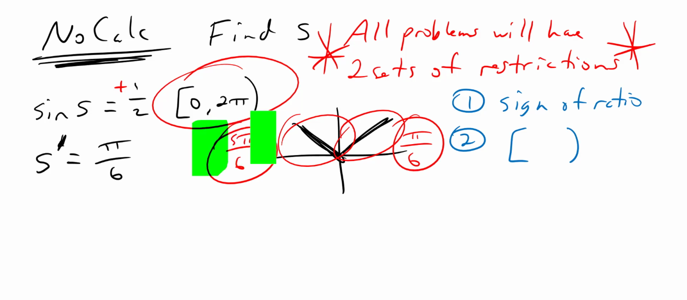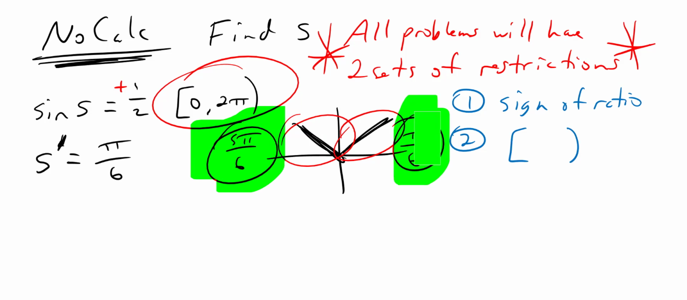Okay, so let me highlight these. That one's an answer, and that one's an answer. Okay, but two restrictions. So let me just highlight. Again, one restriction was that it's between 0 and 2 pi, and the other one was the sign, which in this case was positive. Okay, so let's do another one.